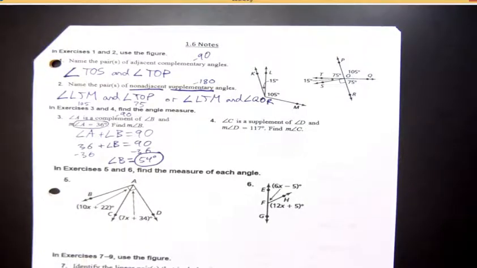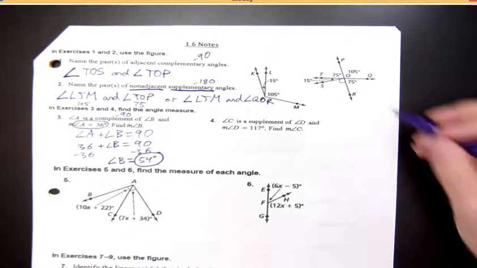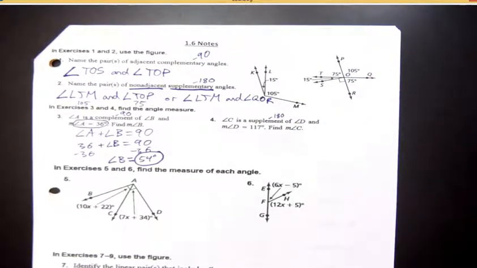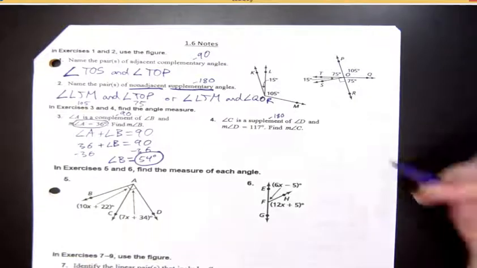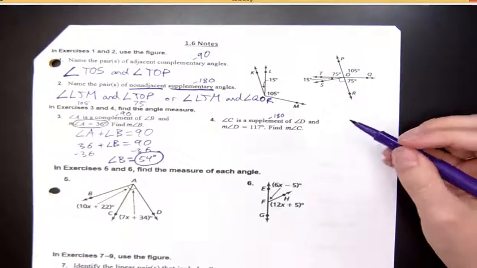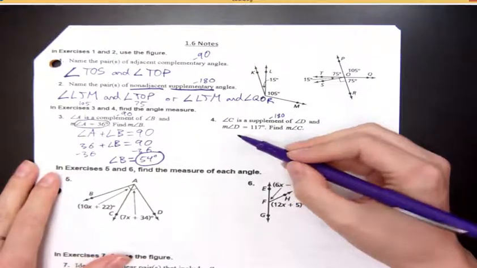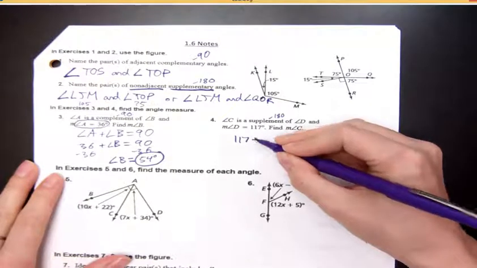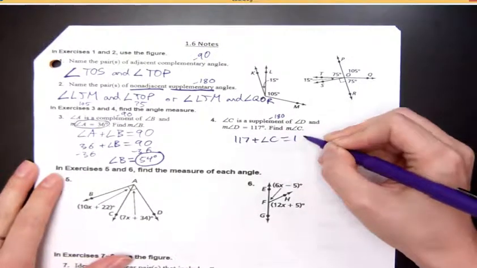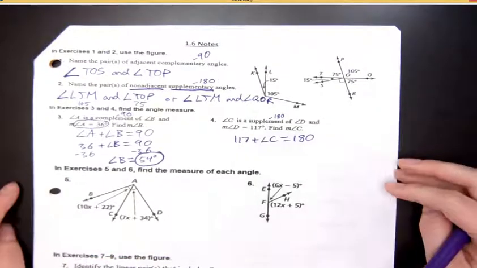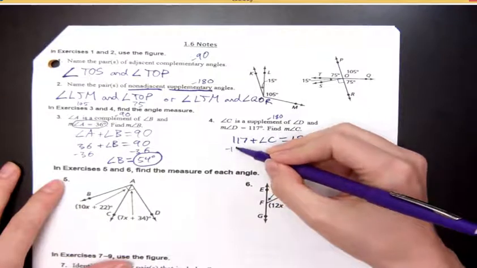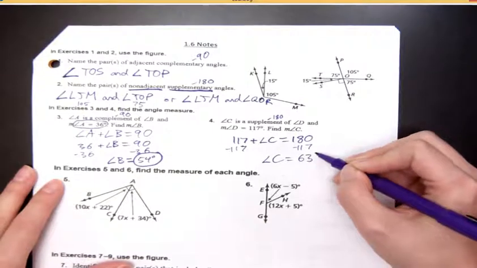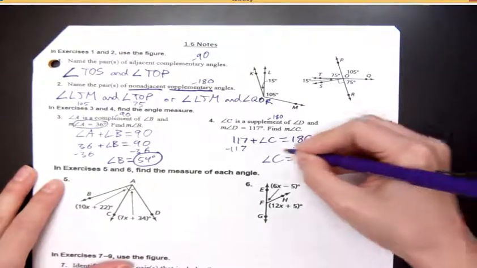Alright, take just a minute, see if you can set up problem 4 the same way, except supplement adds up to what? 180. So see if you can do that one. What equation did you get? 117 plus angle C, or angle C plus 117 equals 180. And then when we solve it out, what does angle C equal? 63 degrees. When we're talking about angles, include the degree symbol, okay?